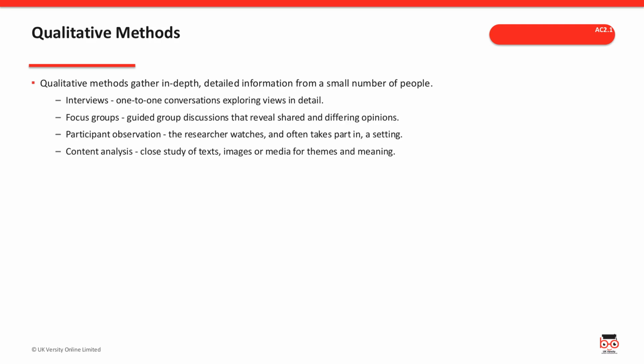Qualitative methods are all about gathering detailed insight from relatively few people. Interviews let you explore one person's views in depth. Focus groups bring people together, so shared and differing opinions surface in discussion. Participant observation has the researcher watching, and sometimes joining, a real setting. And content analysis studies texts, images, or media closely for their themes. A researcher sitting in on a team's meetings for a month is doing exactly this kind of close, in-context work.